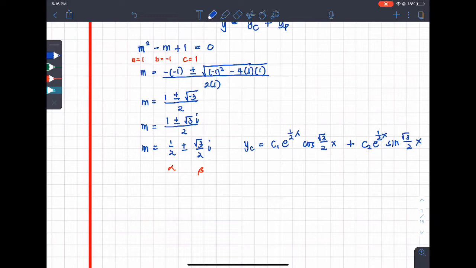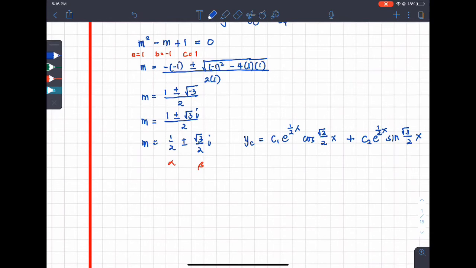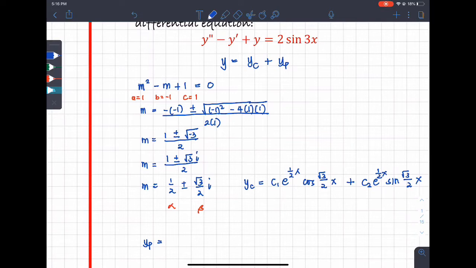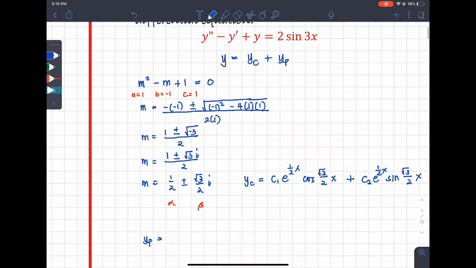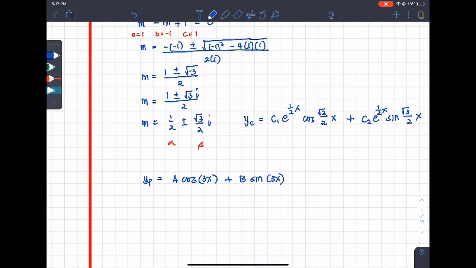So the next one is we are to find our particular solution. To get our particular solution, y sub p, we need to determine our trial function. Our g of x is 2 sine 3x. Therefore, our trial solution would be a cosine 3x and b sine 3x. Using the table that we had discussed before, for sine, it would be a combination of cosine and sine. So that would be our y sub p.